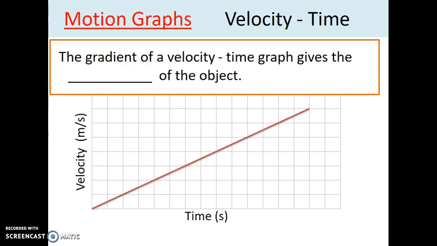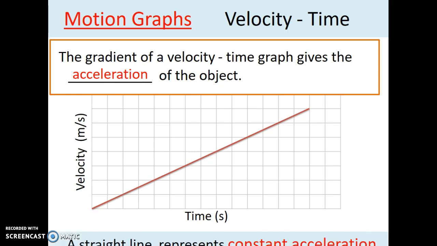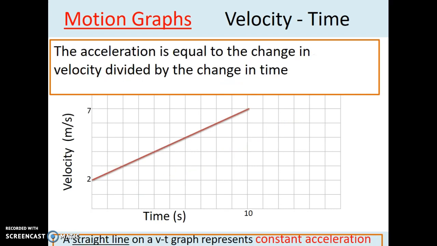Right, next thing to look at is that the gradient of a velocity time graph gives the what? Pause and think. It gives the acceleration of the object. So this, that's been chopped off, but it says the straight line represents constant acceleration. There it is at the bottom of the next screen. So the acceleration is equal to the change in velocity divided by the change in time.